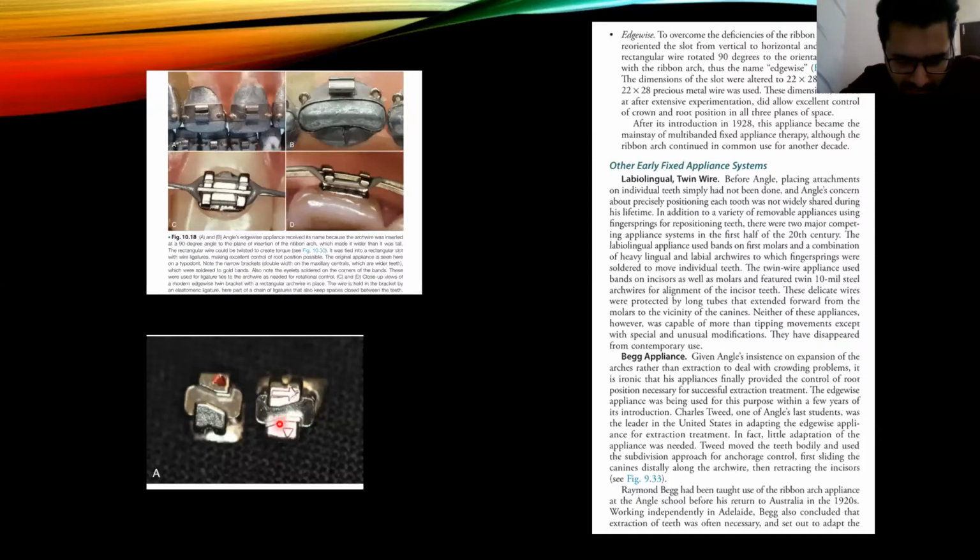In the tip edge bracket, the slot will be cut here at two ends, and it will have these extension flanges here. That's a tip edge bracket. It's a combination of straight wire and Begg appliance. The meaning of tip edge is that only. Tip means tipping as in Begg appliance movements, and edge is edgewise movements. It has the features of both. The teeth will tip first, then later they will go with the edgewise appliance.